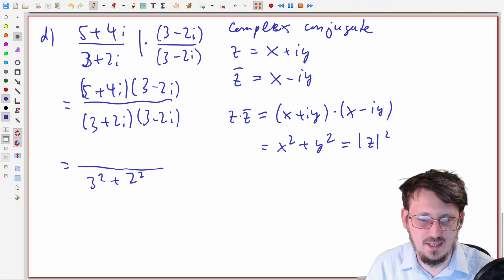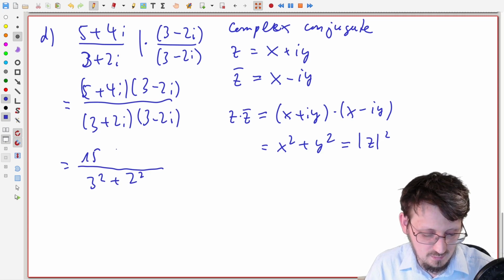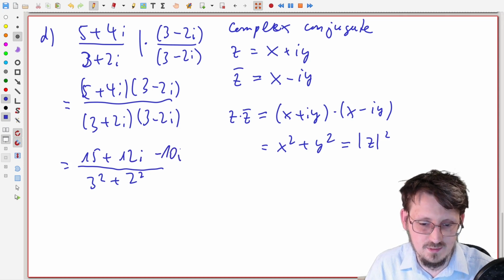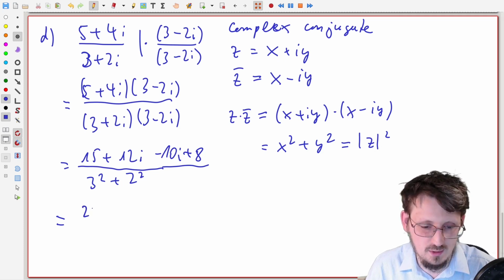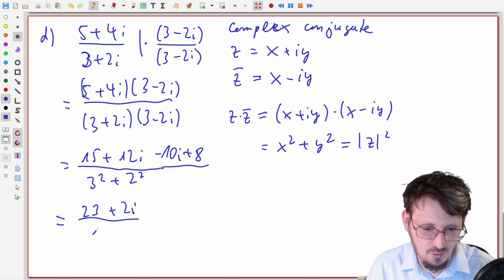And in the numerator we get, again, when we apply the rules of multiplication, this I can write down now simply, easily, 15 plus 12i minus 10i plus 8. Okay, so the only thing which we have to do now is using the laws of addition that we have used before, and we have to calculate 15 plus 8, which is actually 23, and 12i minus 10i is 2i, divided by 9 plus 4, which gives 13.